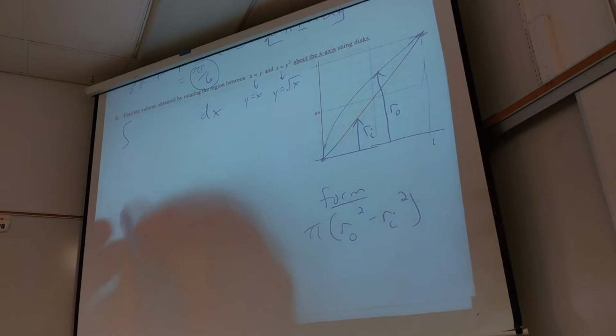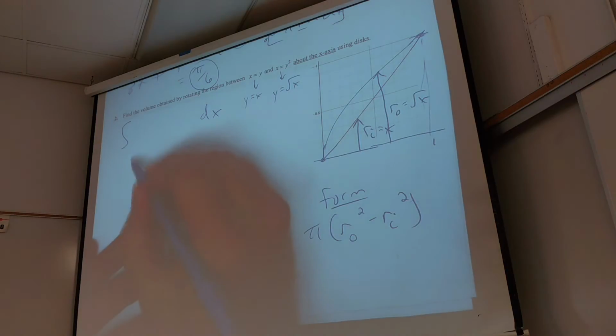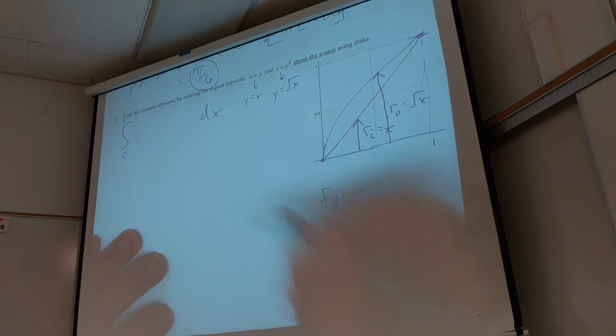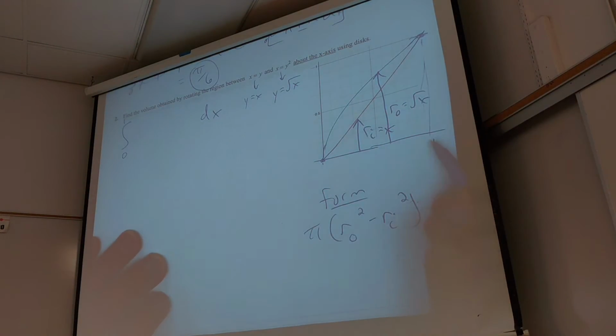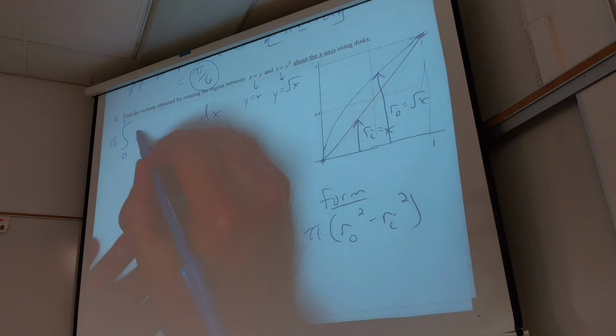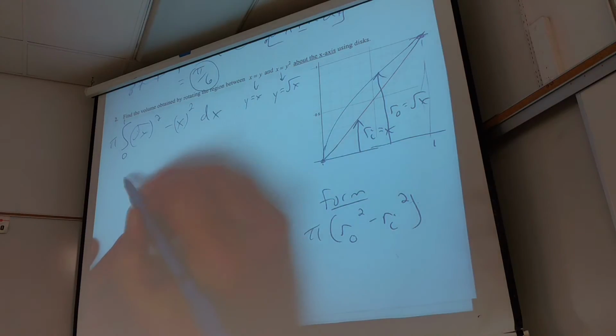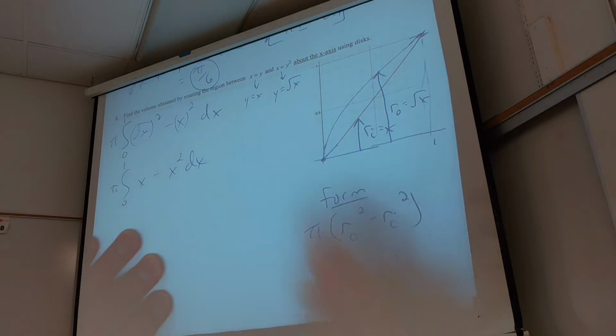So how do I set this up? What's my outer radius? Square root of x. And what's my inner radius? x. So this would be integral, of course, from 0 to 1. Can't go wrong with it, because x goes from 0 to 1. Pi, r outer squared is square root of x squared minus r inner squared. So I get x minus x squared.